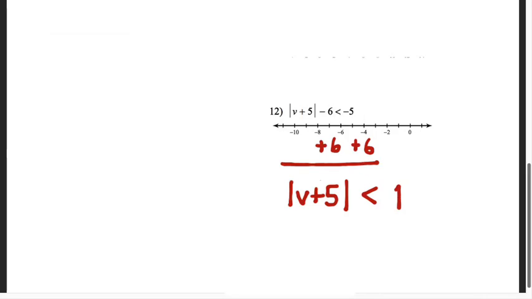Which method do you prefer? Should we try the first way where we keep it as an inequality and then we have to worry about ands and ors? Or should we try the second way where we solve the equality and slice up the number line? What do you prefer? 1 or 2? 1. Like the first one? Okay, let's do the first one.